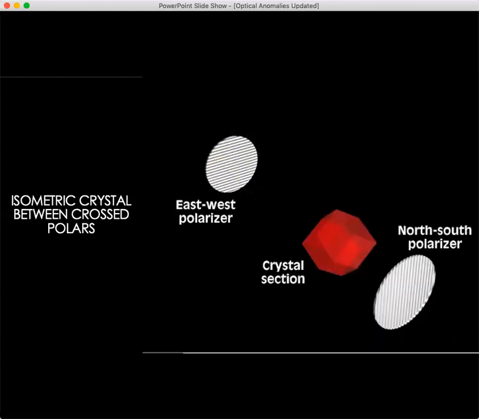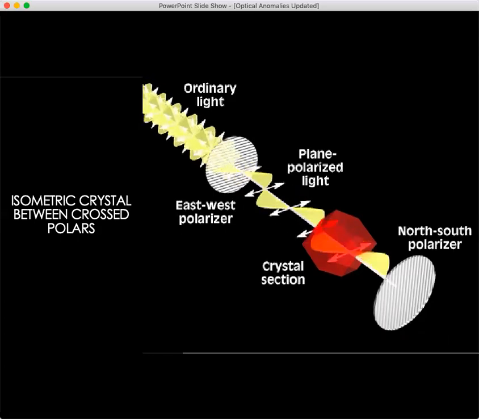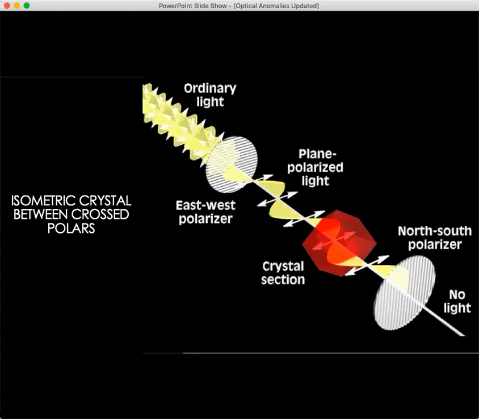Light acts the same way when passing through an isometric crystal, as demonstrated in this animation. Because of the symmetry an isometric crystal contains, the optical behavior is the same in all directions. When no light comes through a crystal, it is known as extinction. An isometric mineral will stay extinct in all orientations. We refer to this as an optically isotropic mineral.